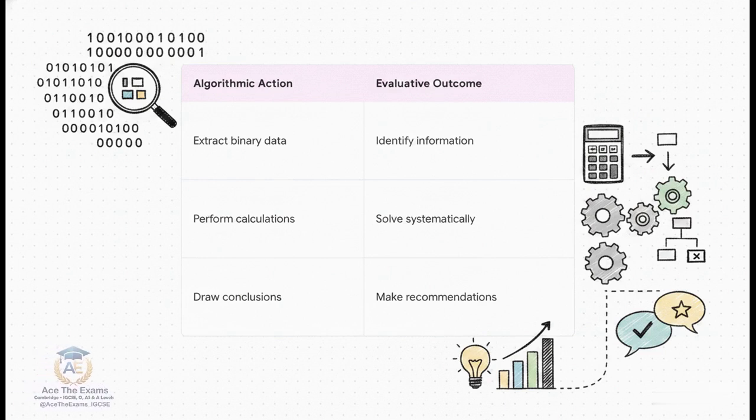For example, if you extract data from binary representations, you are proving to the examiner that you can identify given information. When you perform calculations or manipulate arrays within your OOP class, you are showing you can systematically solve a problem. And crucially, when you draw evidence-based conclusions about why your class structure is the most efficient, you are making justified recommendations. This is exactly where the PEAL framework saves you. By showing your analytical process on the page step by step, you are claiming method marks. Even if your final code has a minor syntax error or you forget a semicolon, the examiner sees your logic and awards you the chips.